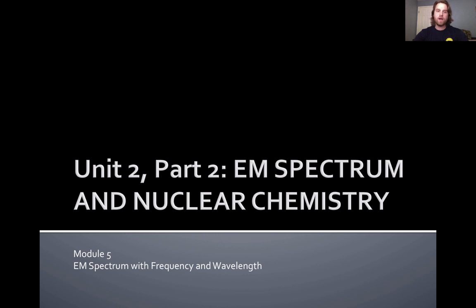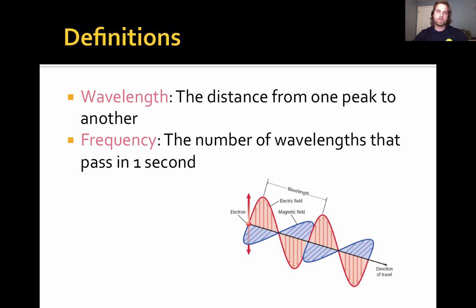This is now Module 5, Electromagnetic Spectrum with Frequency and Wavelength. So let's look at the definitions we have for frequency and wavelength. First of all, wavelength is the distance from one peak to another, and frequency is the number of wavelengths that pass in 1 second. So if you're thinking about a wave in terms of peaks and troughs, then you can really understand the idea between wavelength and frequency.